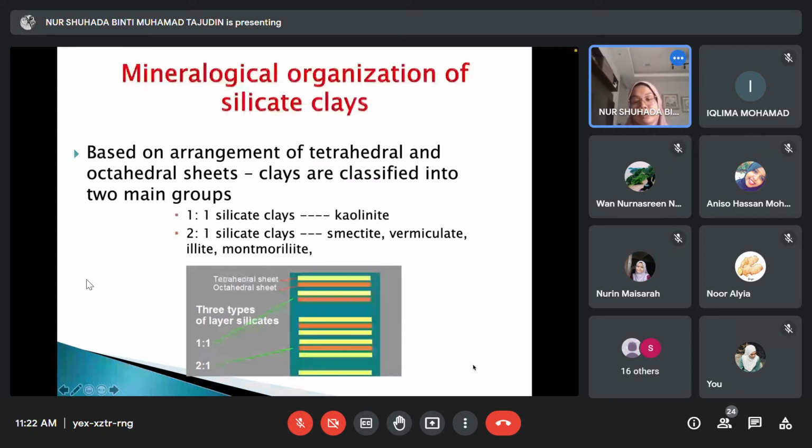Okay, now we go to another section, which is the mineralogical organization of silicate clay. As I mentioned just now, we have a few types of clay. This type of clay is named based on the susunan, the arrangement of the clay. Two types of sheet, we call them tetrahedral sheets and octahedral sheets. Generally in soil we have two types of clay. One we call 1-to-1 silicate clay. Another one we call 2-to-1 silicate clay. So there is a difference between 1-to-1 silicate clay and 2-to-1 silicate clay, and that is because of the arrangement.